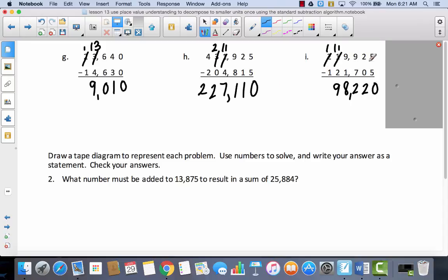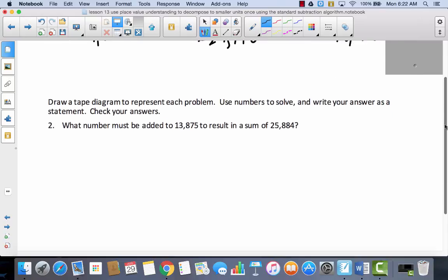Let's look at I. In I, I was able to subtract until I got to the 10,000s place. And I couldn't subtract because 2 was larger than 1, so I unbundled 100,000. That left 100,000, and I moved that 100,000 to the 10,000s place, so I had 11 10,000s. And when I subtracted, I had 98,220.